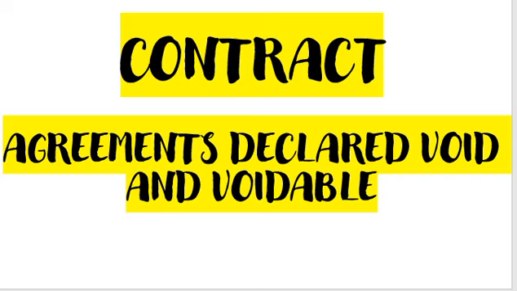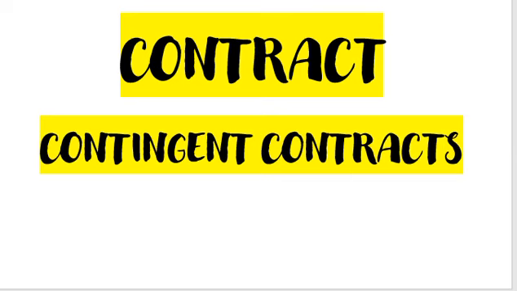The examples are, if Ravi sells his house to Sona under threat, Sona's consent is not free. This contract is voidable and she can choose to cancel it. On the other hand, if they make a contract for something illegal like smuggling, this would be void from the start. Now let's understand what is contingent contracts.